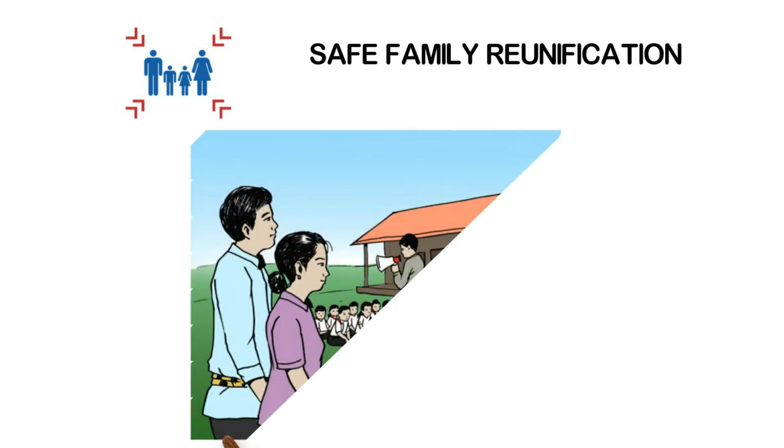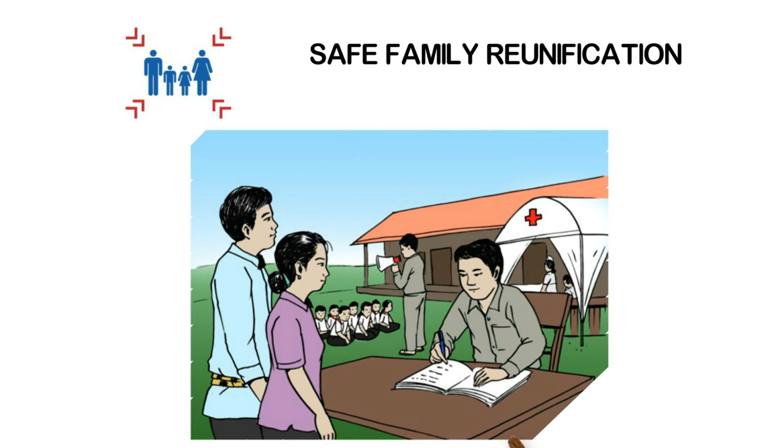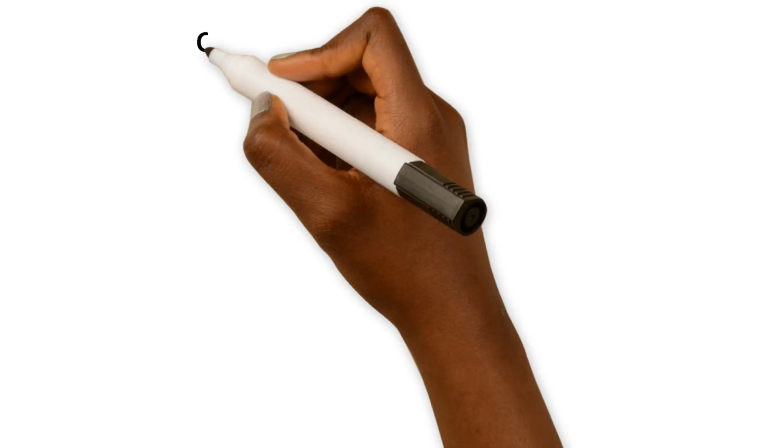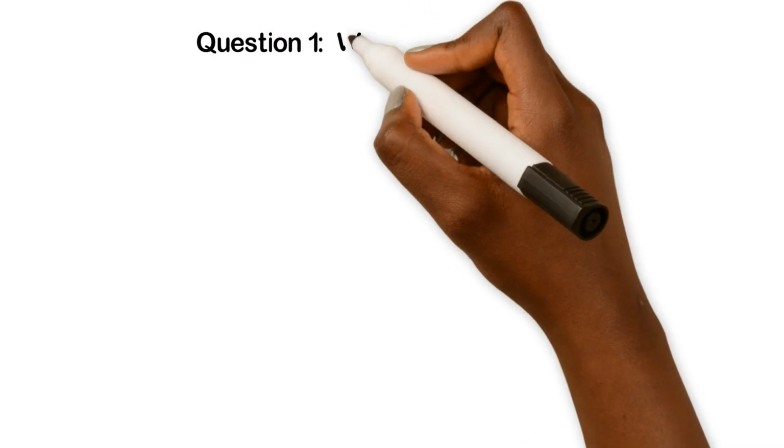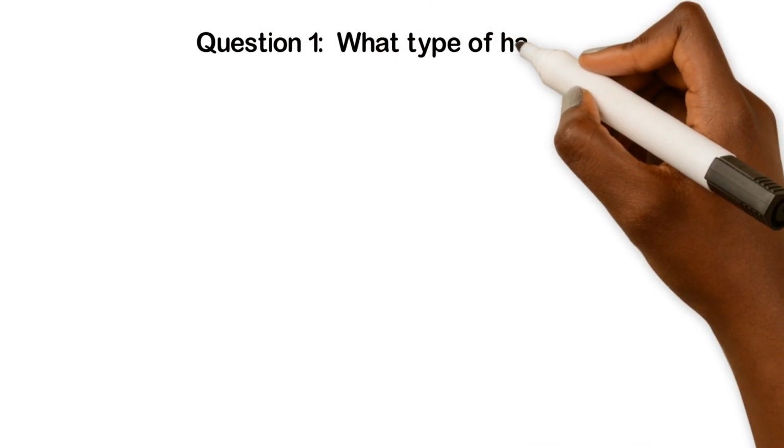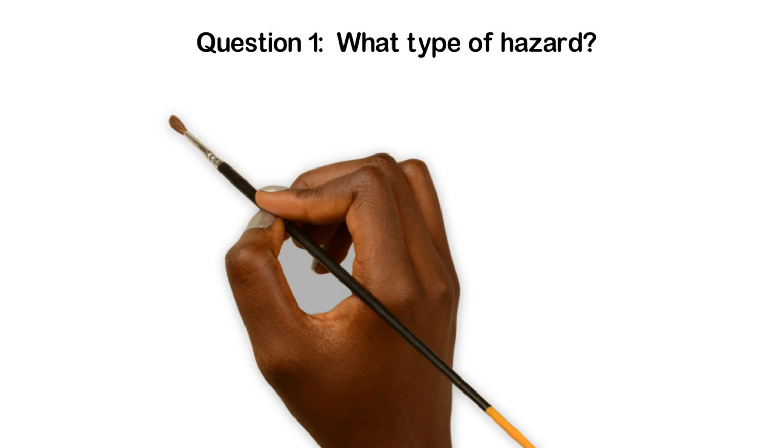Students are responsible to be patient and follow safe family reunification procedures and not to leave with anyone except those approved in advance by their parents or guardians. Now let's look at the emergency decision tree and find out how to use it to decide on the safest course of action.